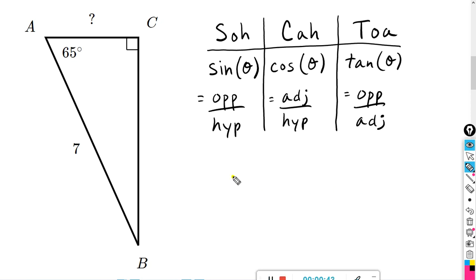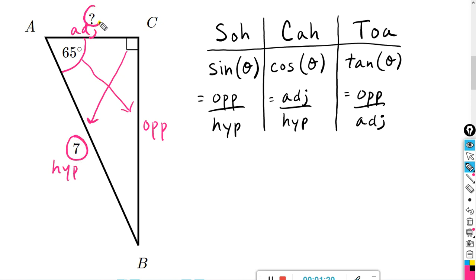So the first step, as usual, will be to label the side lengths. Okay, we're always going to be using the angle that's given, not the right angle, but the other angle that's given. Okay, so like we did in the previous exercise, if you go across from 65, that side is your opposite. If you go across from the right angle, that side is your hypotenuse. And the remaining side is the adjacent.